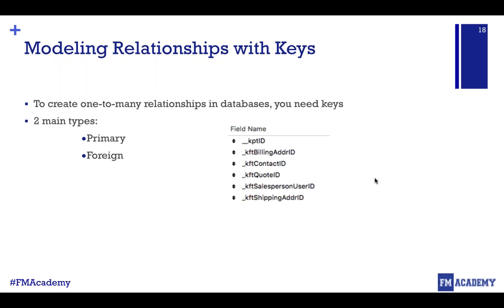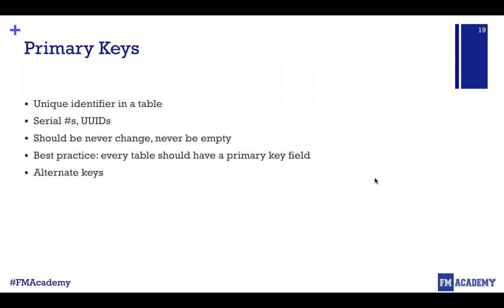To be able to implement a relationship inside of a database, you're going to need to create and use keys. There are two main types of keys you need to be concerned with: primary keys and foreign keys. So what is a primary key? A primary key is a field in the table that is unique for each record in that table, aka a unique identifier. In FileMaker, the two most common are serial numbers and UUIDs.